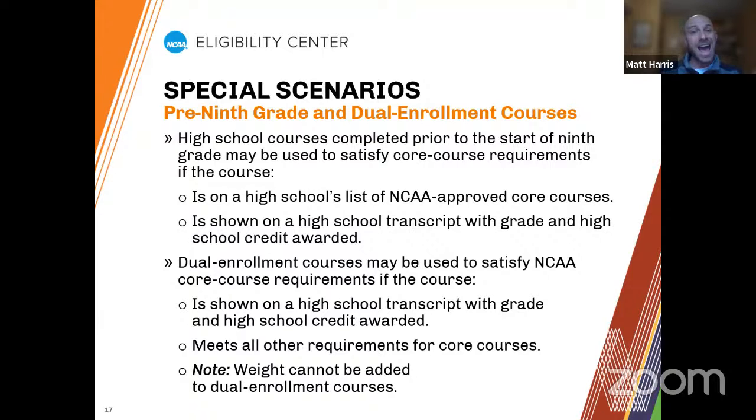If the course is taught at a college by college professors, it does not need to be on your list of NCAA courses. Those will be used without being on your high school's list, provided that the titles and the courses still meet that criteria for approval. They would still be considered core courses. Last note on there, weight cannot be added for dual enrollment courses. So that is a course weight policy. A lot of high schools do add weight. We will not apply it for dual enrollment courses, only because dual enrollment courses aren't always considered advanced level.